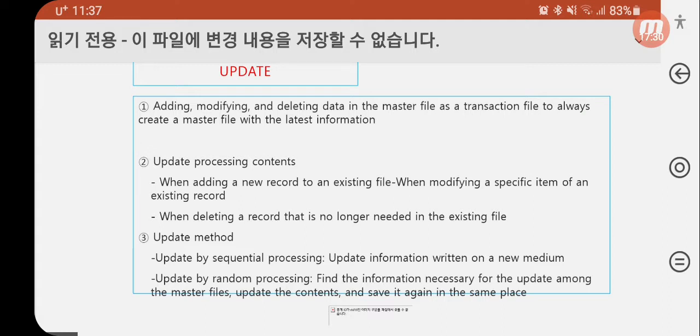Update by sequential processing. That means update information is written on a new medium. Update by random processing. That is, find the information necessary for the update among the master files, update the contents, and save it again in the same place.